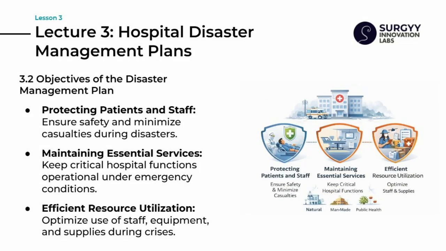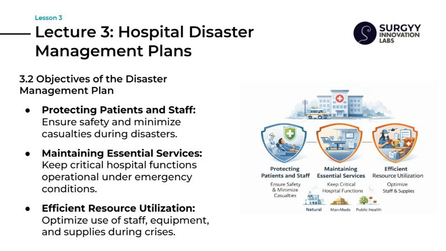Objectives of the disaster management plan focus on strategic outcomes. Protecting patients and staff is the primary goal, aiming to ensure physical safety and minimize casualties through proactive protective measures. Maintaining essential services is equally vital, as the plan must keep critical hospital functions, like emergency surgeries and intensive care, operational under severe emergency conditions.